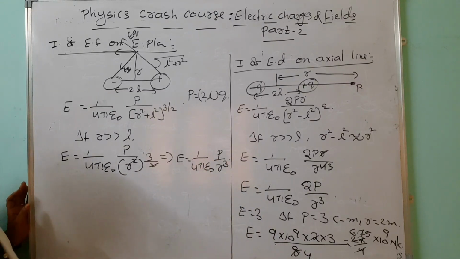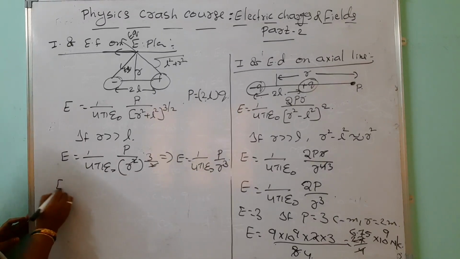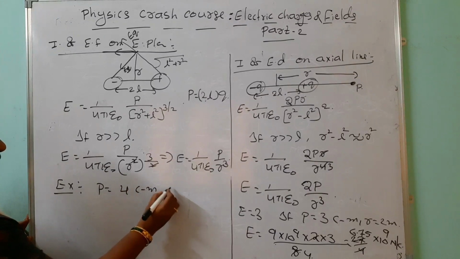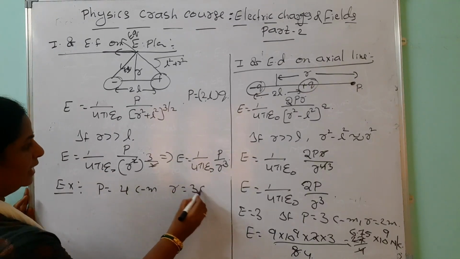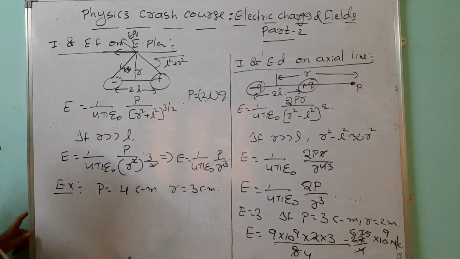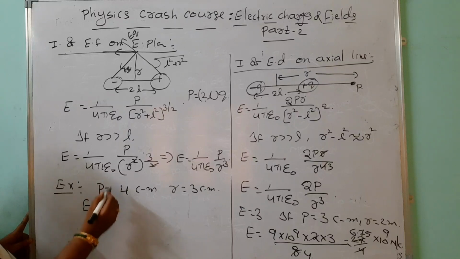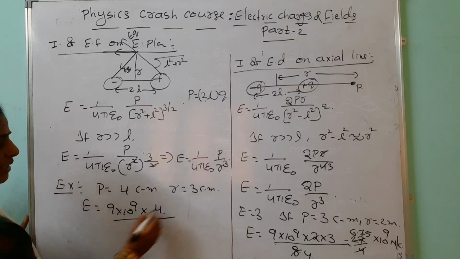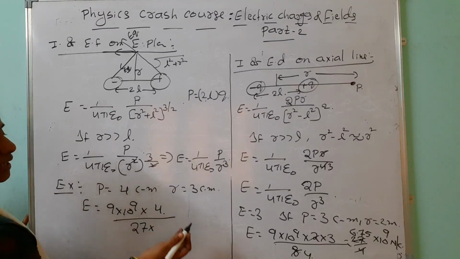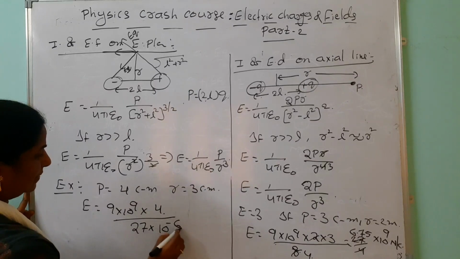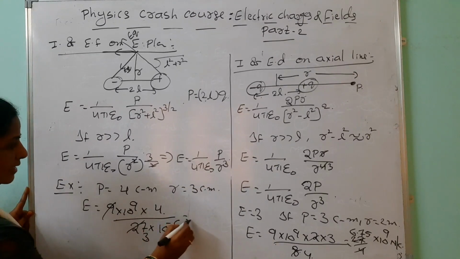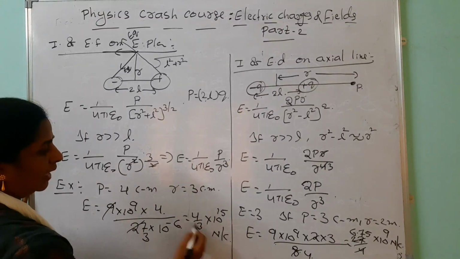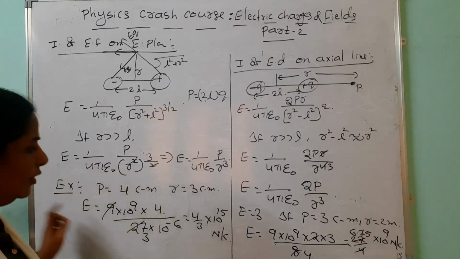P by r cube. Then next, we do one problem here also. If p equals 4 coulomb meter and r equals 3 centimeters, find the intensity due to equatorial plane. That means 9 into 10 power 9. P value, how much? 4. R cube means 27 into centimeter cube, which means 10 to the power of minus 6. After simplification, the answer is 4 by 3 into 10 to the power of 15 Newton per coulomb. Otherwise, it should be 1.33 into 10 to the power of 15 also.